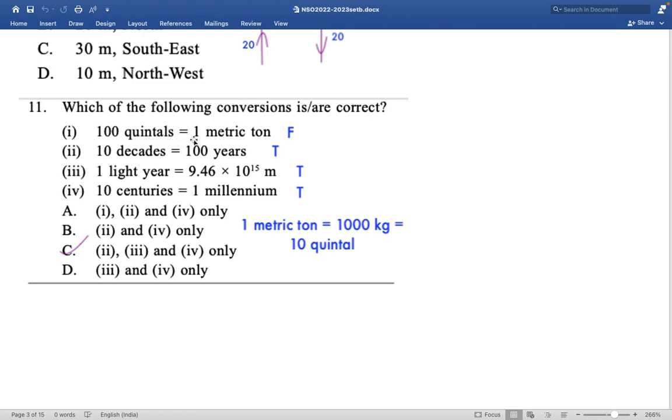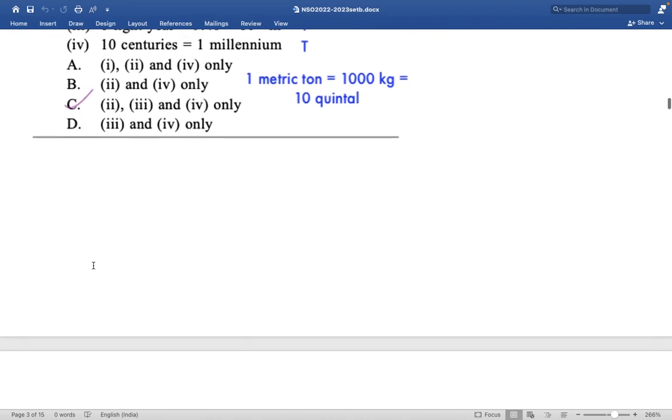100 quintals equals 1 metric ton. This is incorrect. 1 metric ton equals 1000 kg, and that equals 10 quintal. 10 decades equals 100 years. This is true. 1 light year equals 9.46 into 10 to the power of 15 meters. This is also true. 10 centuries equals 1 millennium. This is correct. So C is the correct option here.